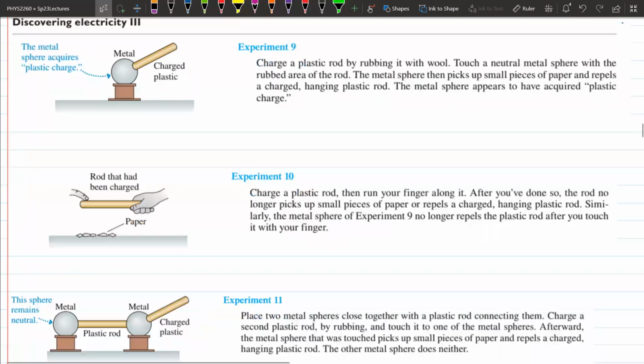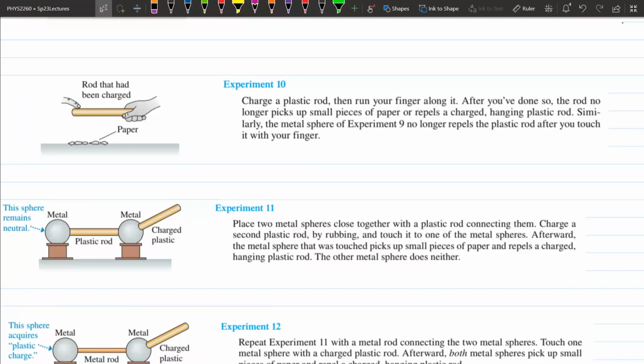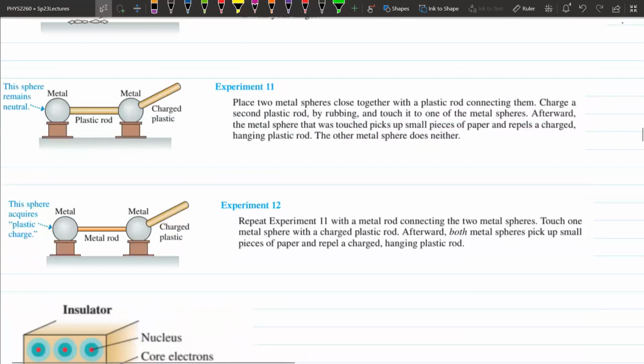Then experiment 10. There's a rod that's been charged, and I run my finger along that charged rod. Human beings are actually okay conductors, so that's why you don't want to stick your finger into the electrical socket. You can remove the charge, because now the charge moved from the rod to you basically. So pretend this finger is just a conductor. What's cool about this, the next one is actually more important.